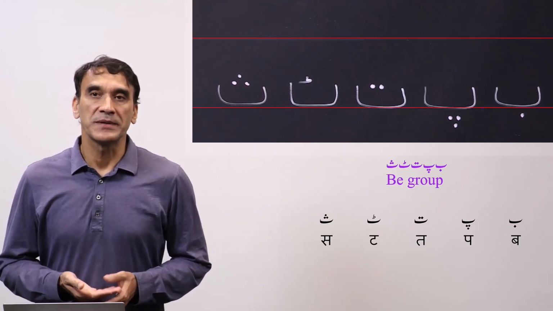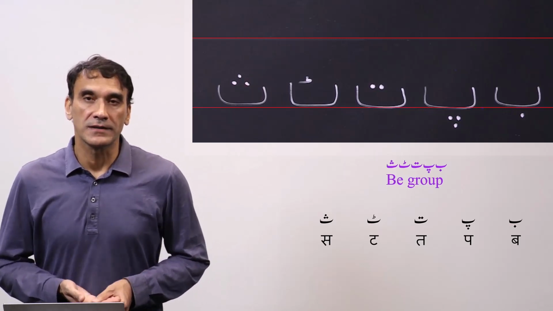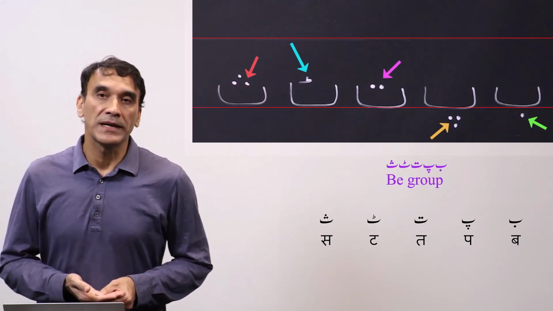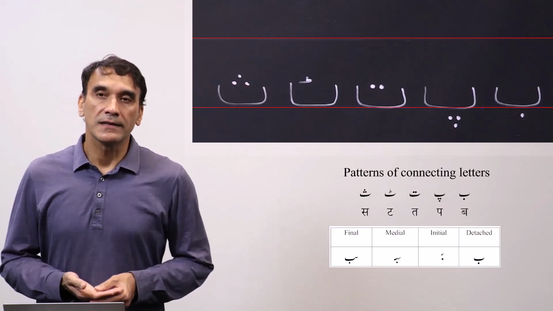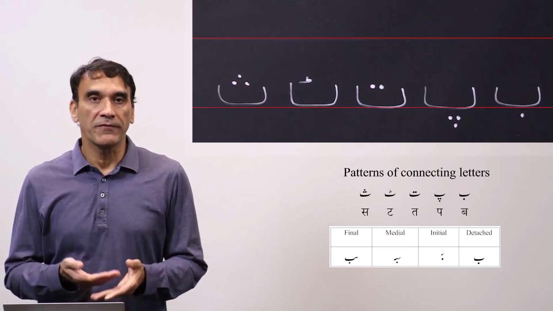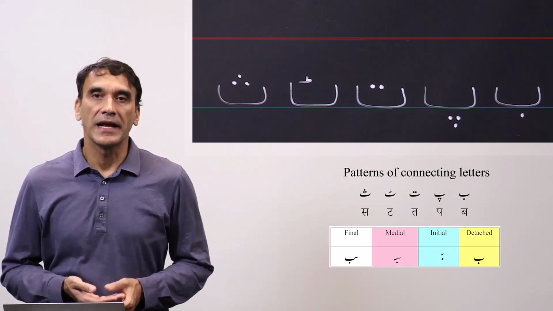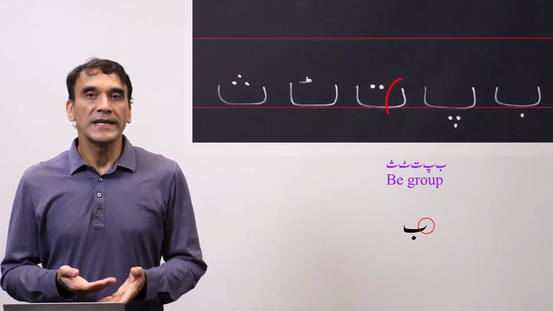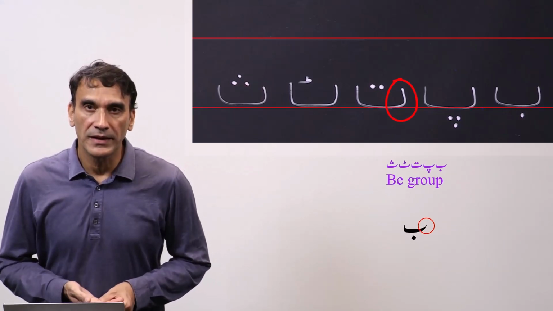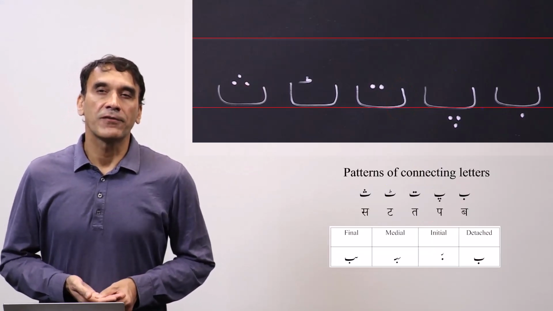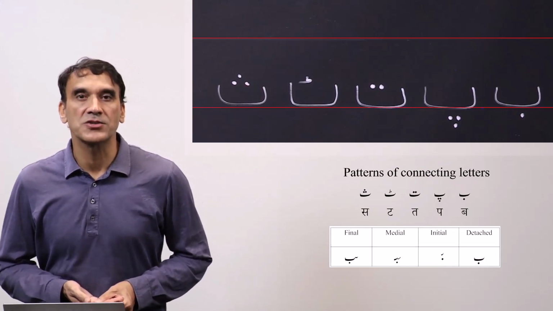Since the base shape is the same, they will also behave the same when connecting with the other letters. Only the number and place of nuktas will be different. Just like the other letters, the Be group letters also have 4 shapes: detached, initial, medial and final. Only this part of the letters and nuktas are used for initial and medial form, and the detached and final forms are very similar. The only difference is that the final form is attached to the previous letter.